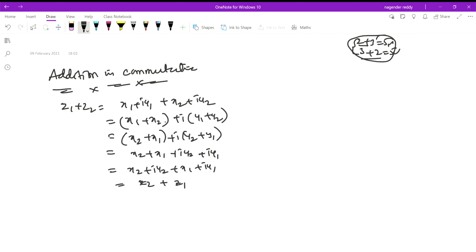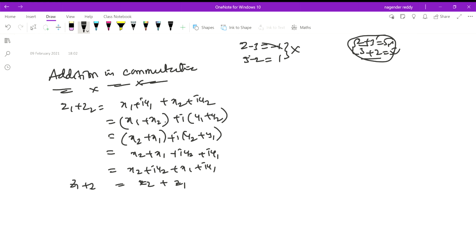But in subtraction it is not possible. In subtraction it is not possible. Why? Because 2 minus 3 is equal to minus 1, but 3 minus 2 is not equal to minus 1. It should be 1. Both are not equal. So that's why I'm not going for this.